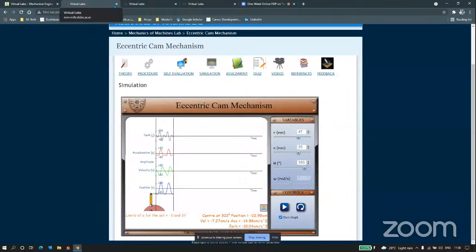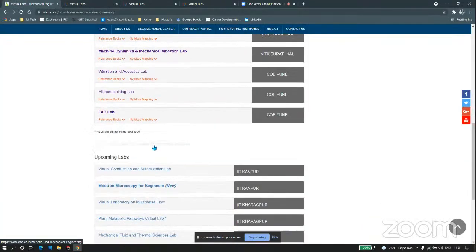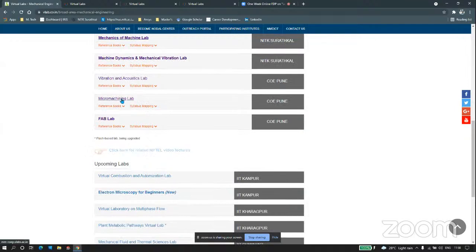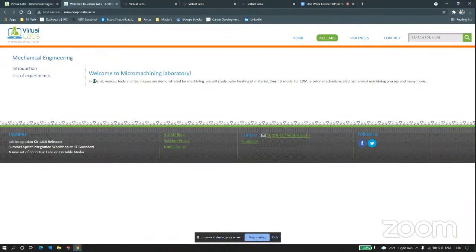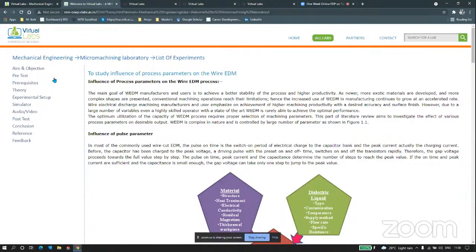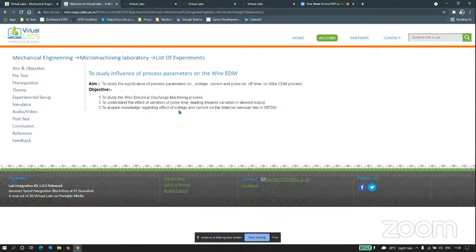So next I'll move on to one more lab. I'll take the micro machining lab. Here you'll get the introduction about the lab and the list of experiments. Here I'll take the wire EDM process. The aim and objective is to study the significance of the process parameters, that is voltage, current, pulse on and off time on the wire EDM process.